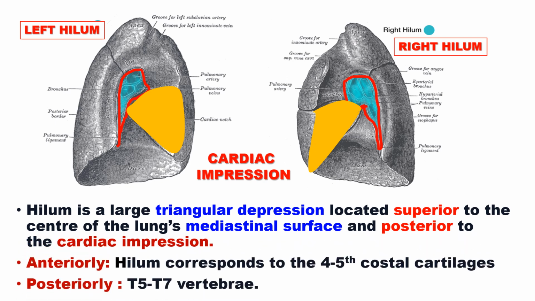Anteriorly, the hilum corresponds to fourth to fifth costal cartilages. Posteriorly, it corresponds to fifth thoracic to seventh thoracic vertebra.